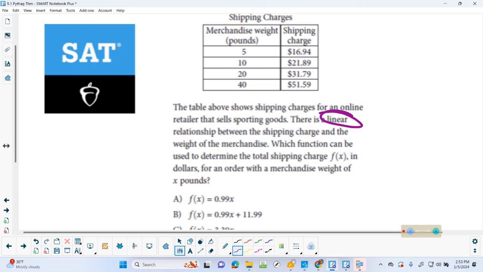This is old. How many points do I need to write an equation of a line? 2. You have 4 points up here. I'm not going to use all 4. I only need 2. And I'm going to use the smallest numbers just to make my life the easiest. So I'm going to use this first data point, 5, 1694. And I'm going to use 10, 2189. I said it backwards. Now, you could use the bottom 2 if you wanted. It doesn't matter. I just always pick the smallest numbers because I like to make my life easy.